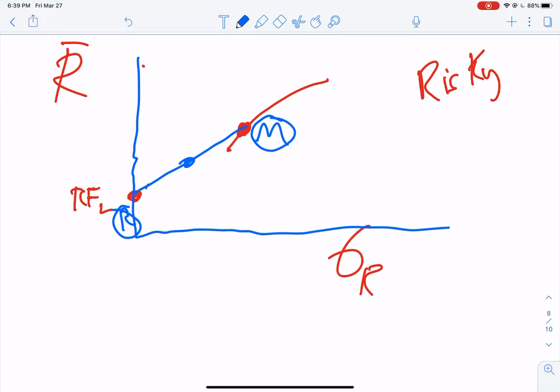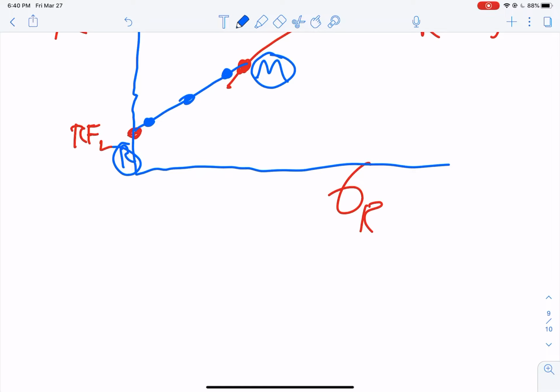And here we have maybe 90% of our wealth in the risk-free asset, 10% in M, and here we have 90% of our wealth in M and 10% of our wealth in the risk-free asset. But it's a straight line. Let me show you why it's a straight line. So we're talking about a 2-stock portfolio.